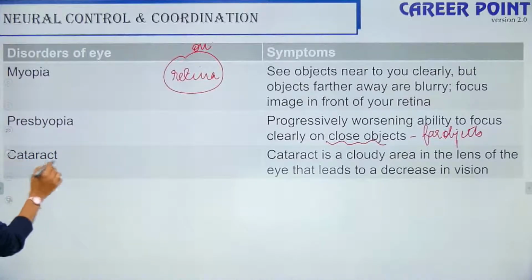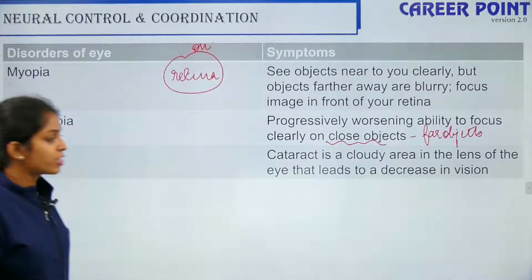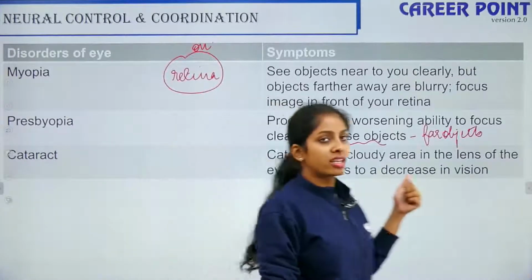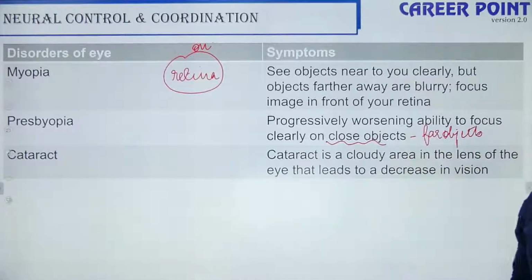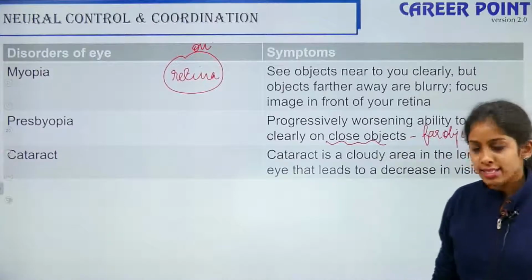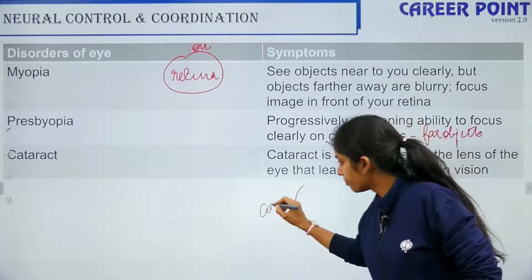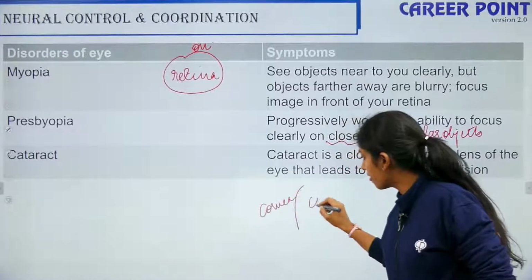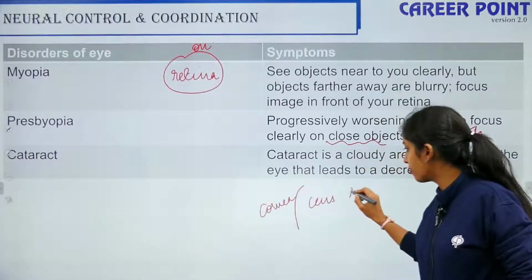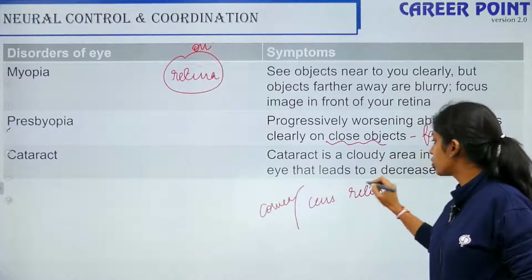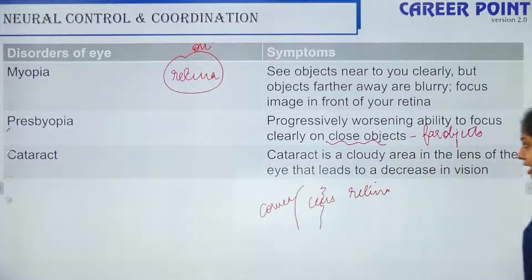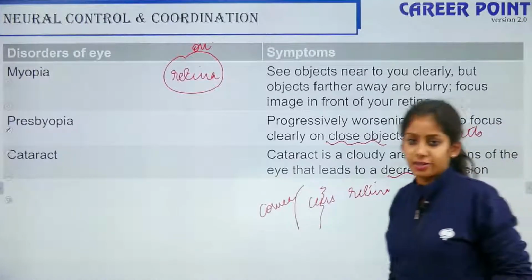The next one is cataract. So what happens in case of cataract? Cataract is a cloudy area in the lens of the eye. So where do you have the lens? So you have your cornea, you have your lens, then you have your retina, right? So you have a cloudy area in the lens that leads to decreased vision. So this is called cataract, okay?